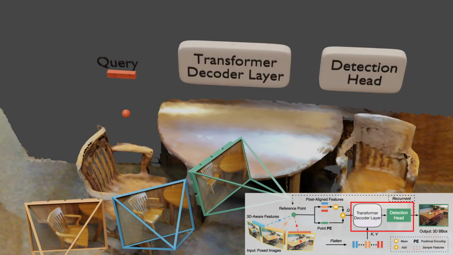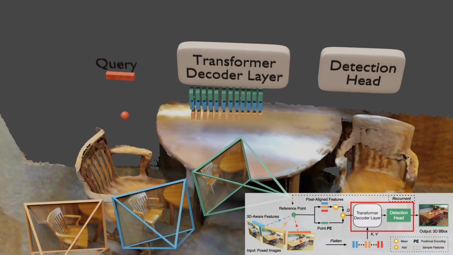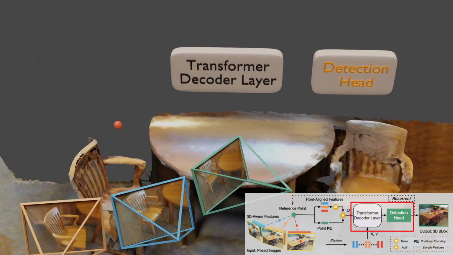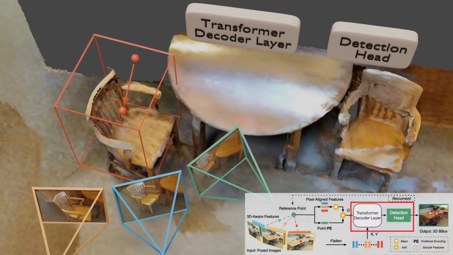Our decoder chains a single transformer decoder layer and a detection head. In each iteration, the transformer decoder takes the query and input feature maps as input to capture long-range cues. The detection head inputs the output of the transformer decoder and makes 3D predictions. We predict the relative offset of the object center from the reference points and other 3D bounding box parameters.